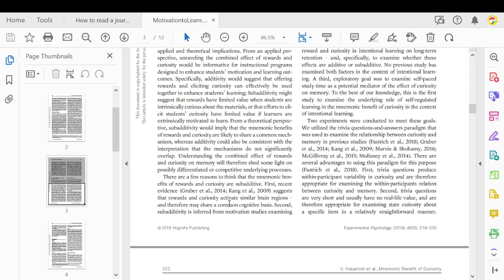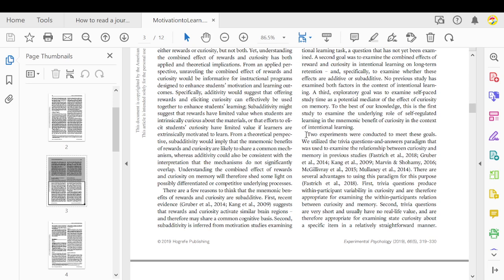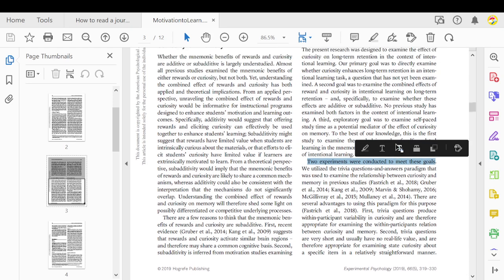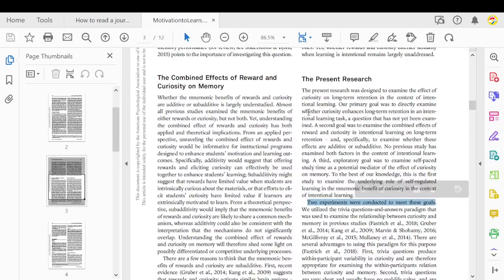The rationale. So 2 experiments were conducted to meet these goals. That tells me that the answer I'm looking for is above that. So the present research was designed to examine the effects of curiosity on long-term retention in the context of intentional learning. And then a second goal was to examine the combined effects of reward and curiosity in intentional learning on long-term retention. So those 2 goals are the rationale for this study.